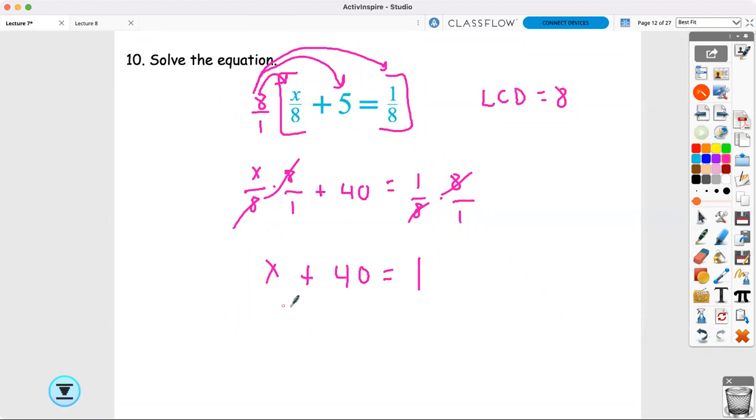And now our job is to go ahead and solve for x. Subtract 40 on both sides. And we get x equals negative 39.